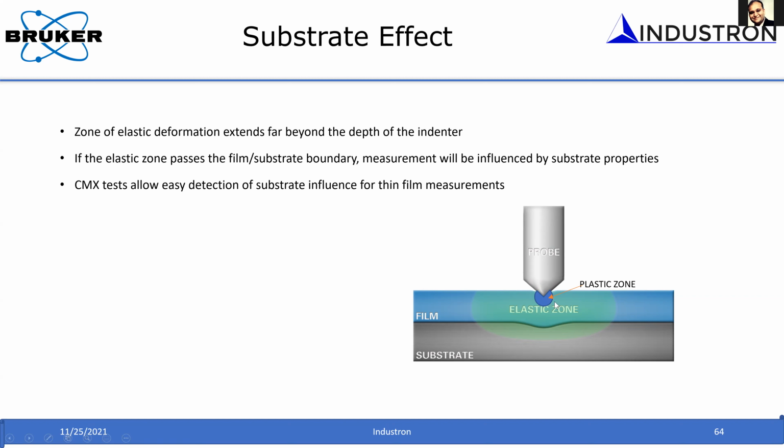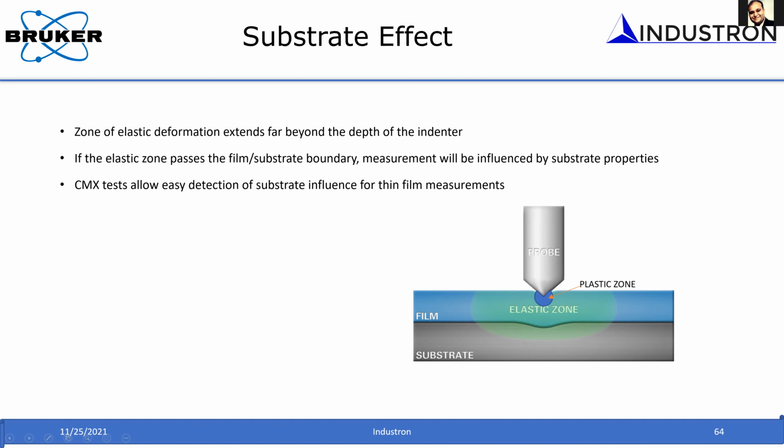So that's why you have this 1/10 thumb rule, where if you want to measure the property of the thin film alone, you need to indent to 1/10 of its thickness. So for example, if you have a 10 nanometer thick film, you have to stay within 1 nanometer depth and measure the properties. That gives you the limits, right?